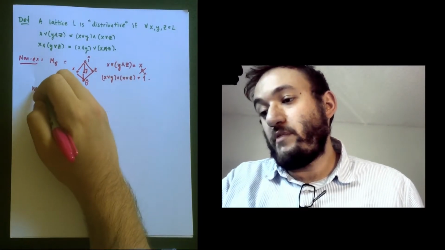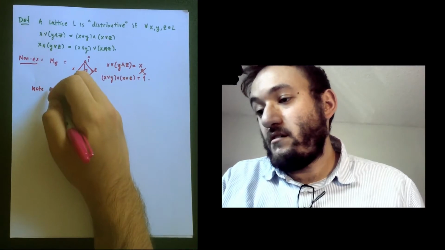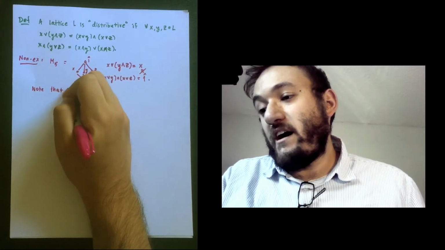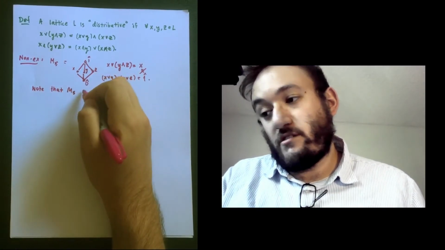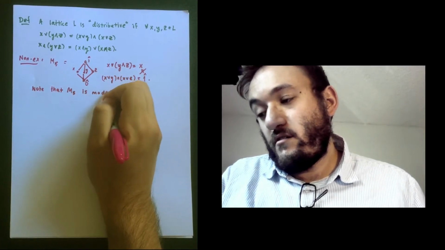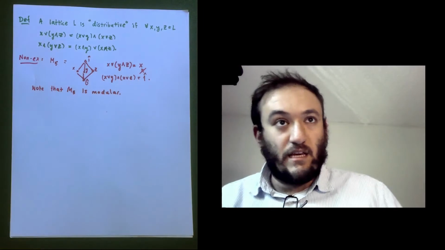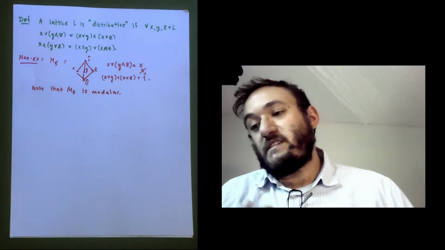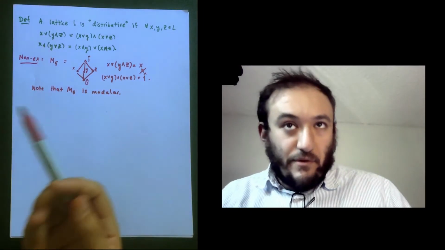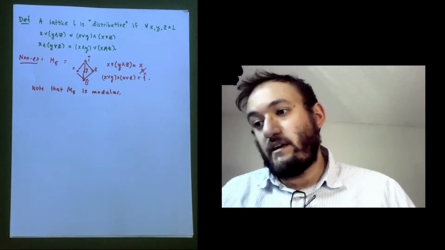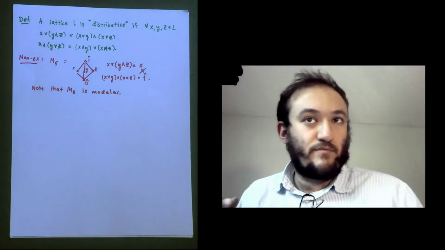Okay, but you will notice that M5 is modular. Okay, and you can check that on your own just by taking any sets of elements where x is less than or equal to z, and the remaining one is perhaps incomparable.